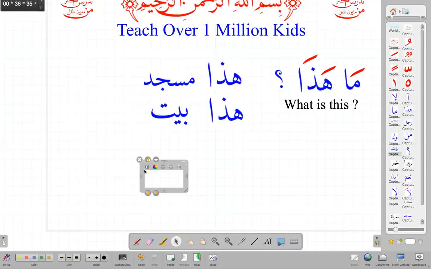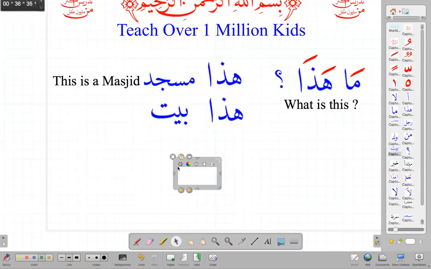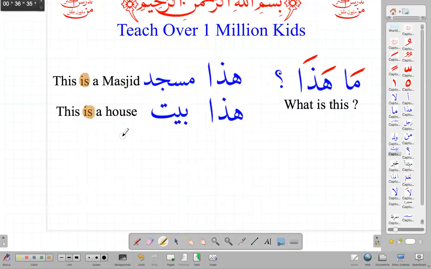Hada masjidun means this is a masjid. Hada baytun means, who can tell me what is hada baytun? This is a house. Okay, good. This is a house. So we said the copula verb does not exist in Arabic. Remember this, is, have, do not exist in Arabic.